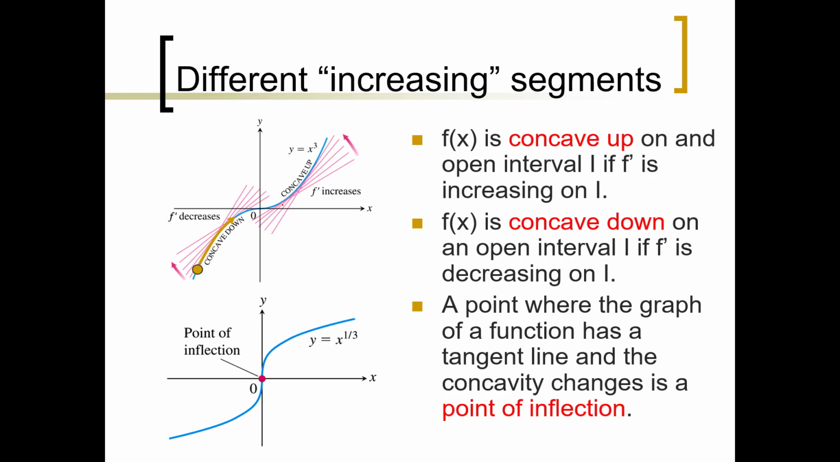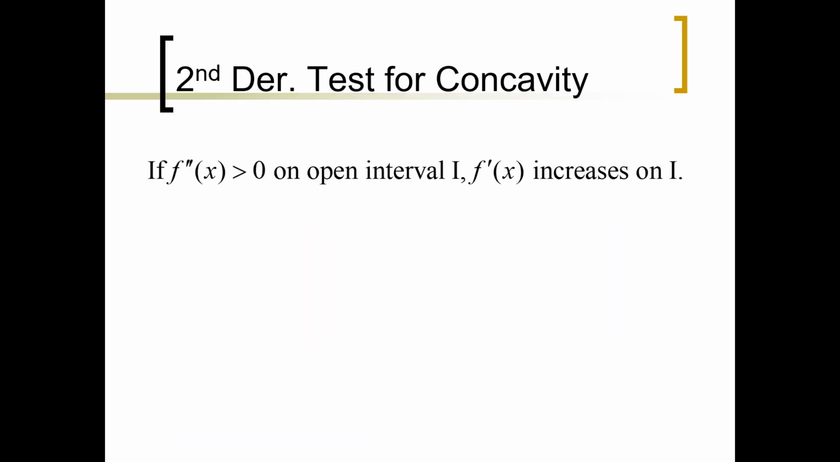Now, if we ever get a point on the graph where before it has one type of concavity, and after it has a different type of concavity, and there's a tangent line to the graph at that point, then we'll say that this point is a point of inflection. What we need then is a test for concavity.